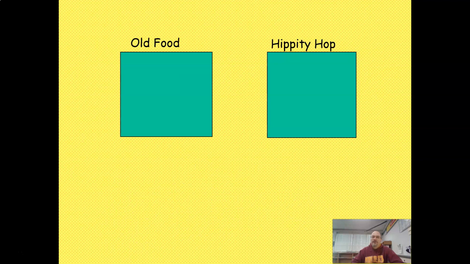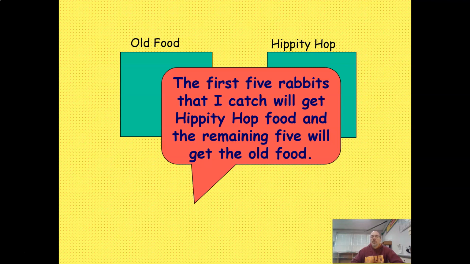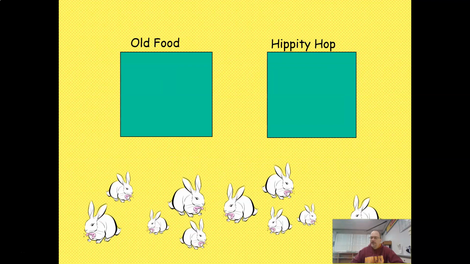Well, not quite so fast. We need more rabbits, folks. We need more rabbits. We can't just compare it to our friends. Our friend's rabbit probably was already, you know, not as big and all of that stuff. So we're going to have some rabbits. We're going to have like 10 rabbits. The first 5 rabbits that I catch will get hippity hop food, and the remaining 5 will get the old food. Okay, let's see what happens.